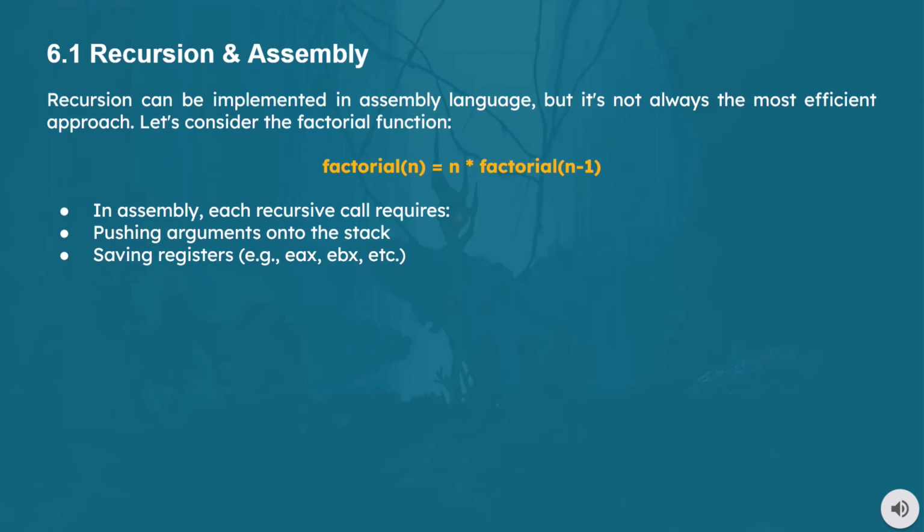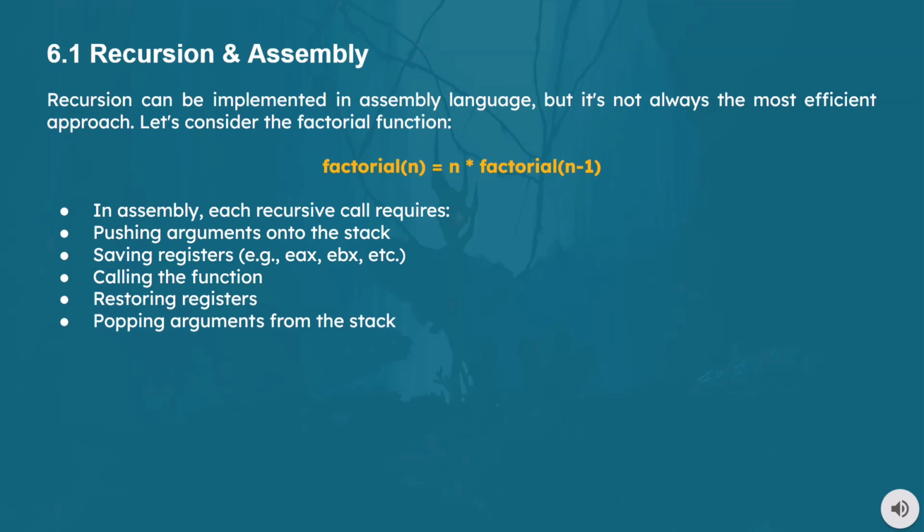Implementing recursion in assembly language can be inefficient due to the overhead of saving registers, pushing and popping arguments, and the risk of stack overflow, leading to increased execution time and code complexity.